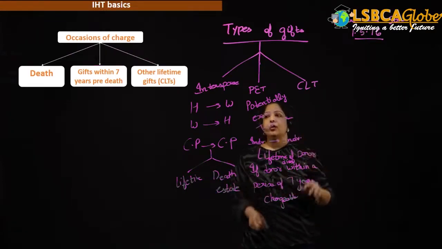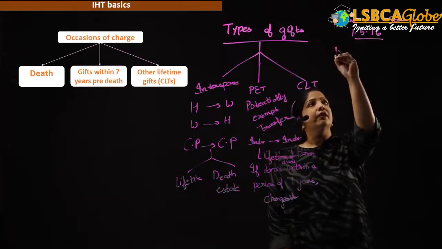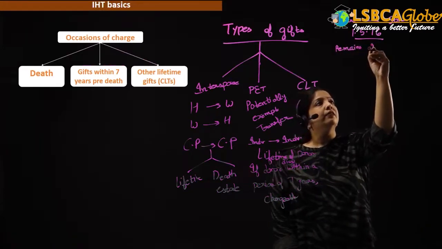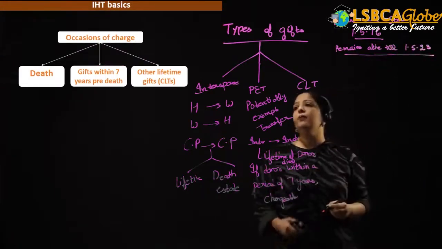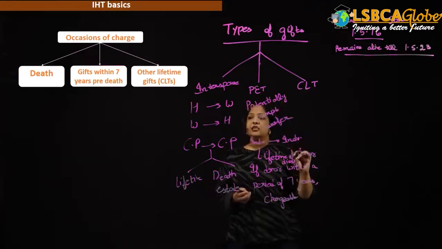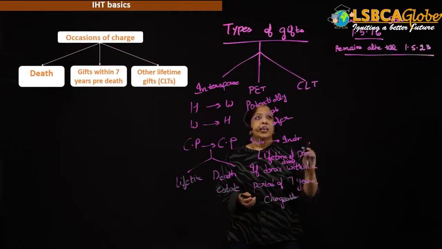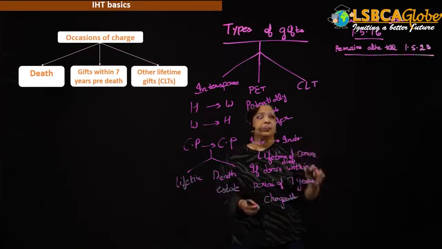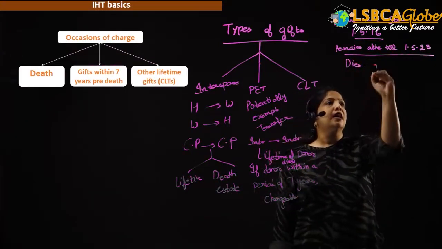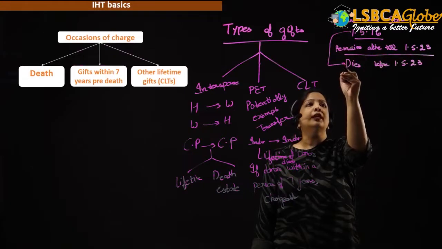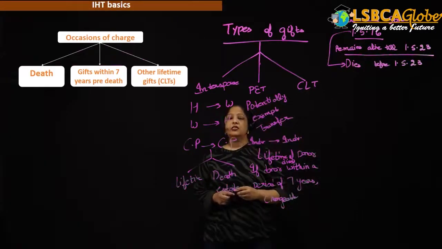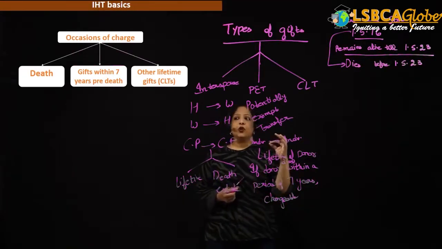Now class, if father remains alive till 1/5/23, then the gift will be exempt forever. It is not going to be taxable after this date. So if the donor remains alive for a period of 7 years from the date of making the gift, then the gift is going to be exempt. But if father dies before 1/5/23, because from the date of gift to the date of death the period is less than 7 years, then IHT is going to be payable.